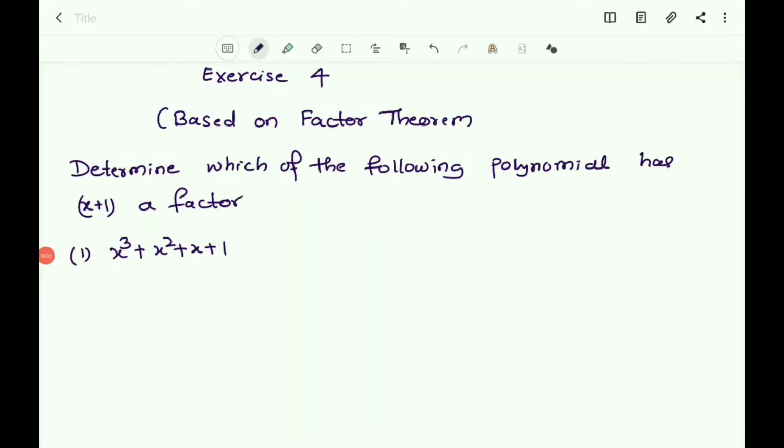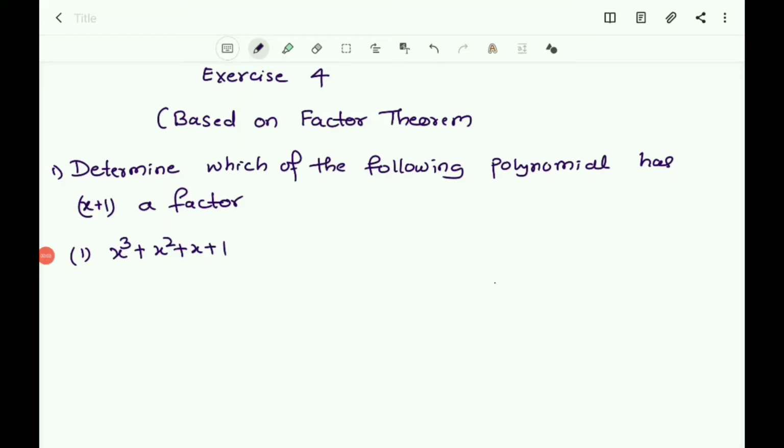Then what is factor theorem? The factor theorem says that let p of x be a polynomial of degree n greater than or equal to 1 and a be any real number, then x minus a is a factor of p of x if p of a is equal to 0, and p of a is equal to 0 if x minus a is a factor of p of x. Here let us take p of x is a polynomial, that is x cube plus x square plus x plus 1, and we have to verify whether x plus 1 is a factor or not.